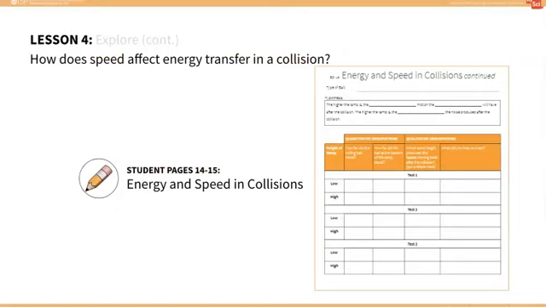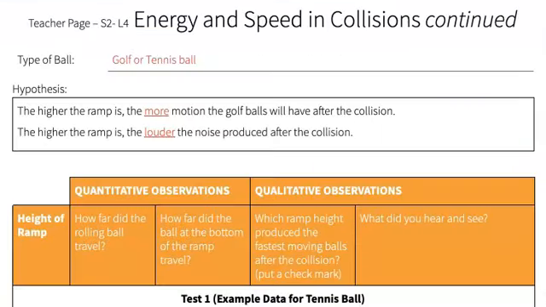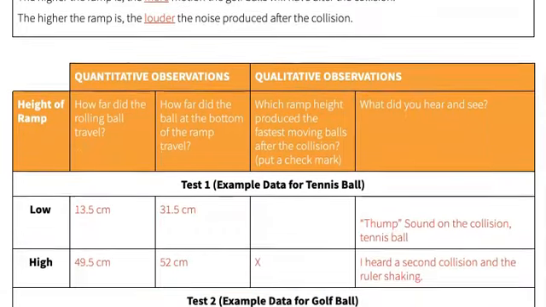Each group will need 2 of the same type ball, either golf ball, bouncy ball, or tennis ball. They will also need enough books or blocks to build a ramp using the plastic rulers. Students will observe how far the rolling ball travels after the collision, how far the ball at the bottom of the ramp travels after the collision, if a high or low ramp produces the fastest moving balls, and what they can hear and see. Students should record their observations on student page 14.